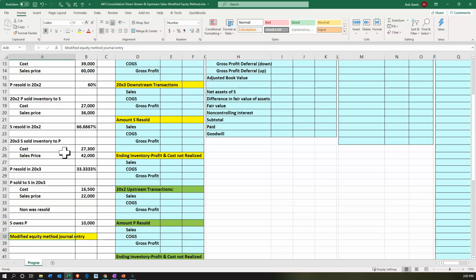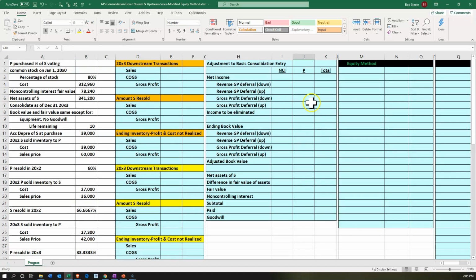We're going to be using a modified equity method this time. So we're using a modified equity method. Let's go over here. We're going to say this is the equity method. Let's make it modified.